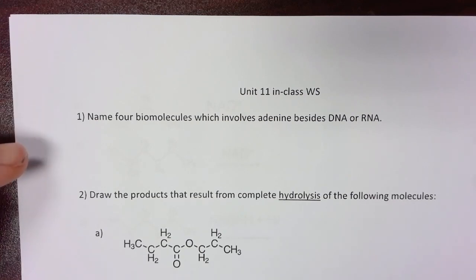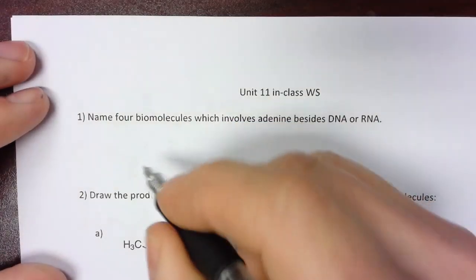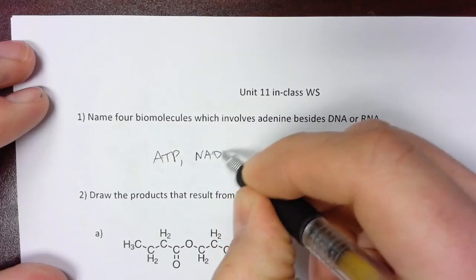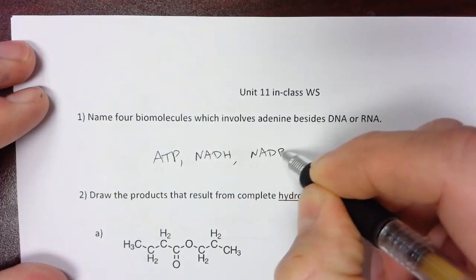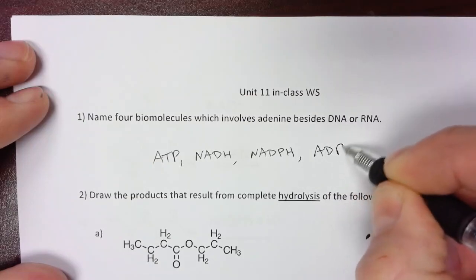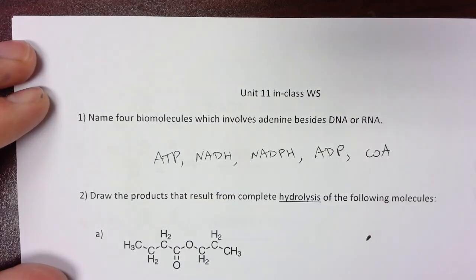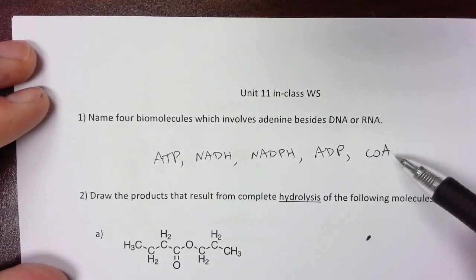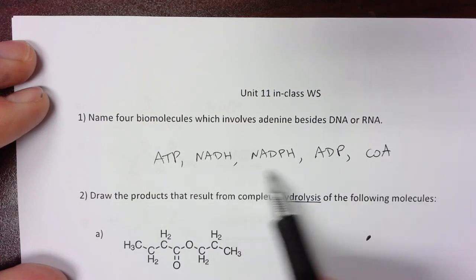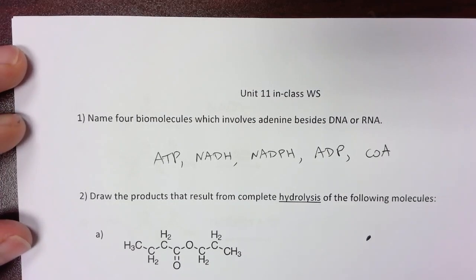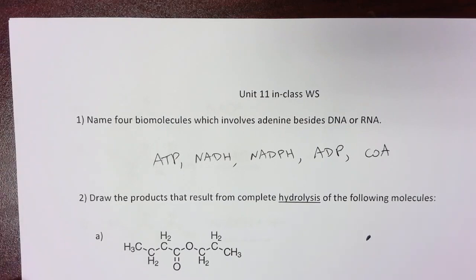So number 1 says to name 4 biomolecules which involve adenine besides DNA and RNA. There are many of these, ATP being one of them, NADH, NADPH, ADP, coenzyme A. There are many examples of these, and several more. But adenine is kind of like the choice organic base for energy production for whatever reason, and so it is in all sorts of different molecules.